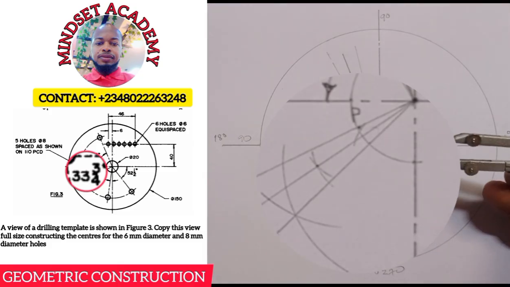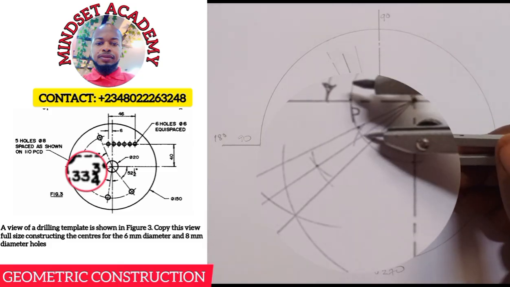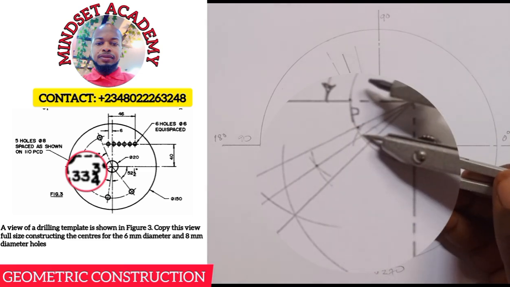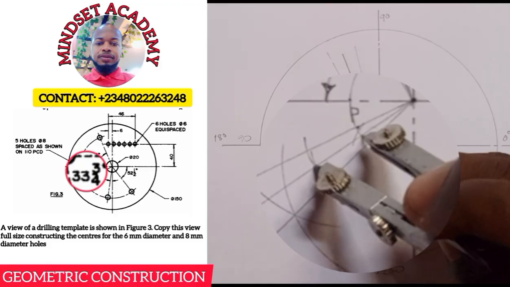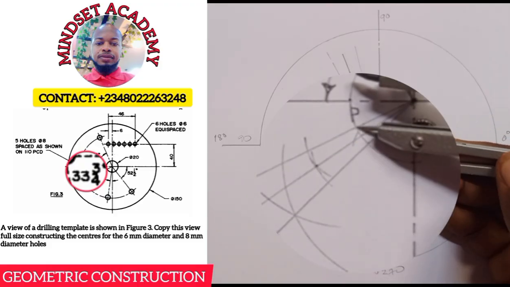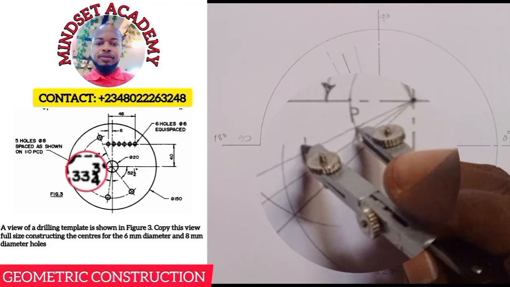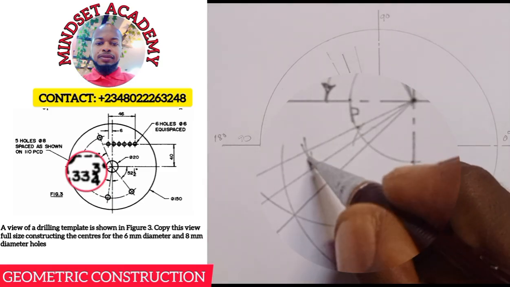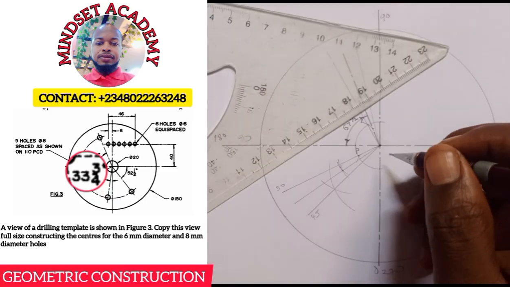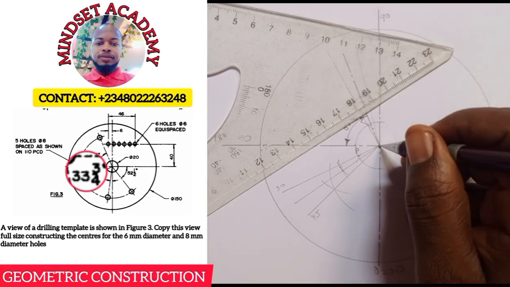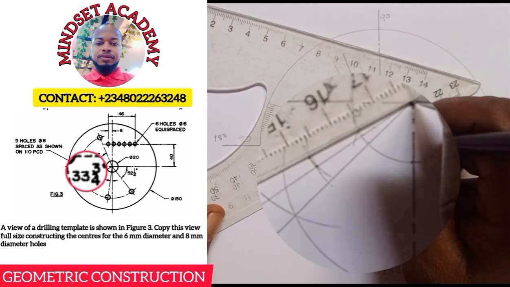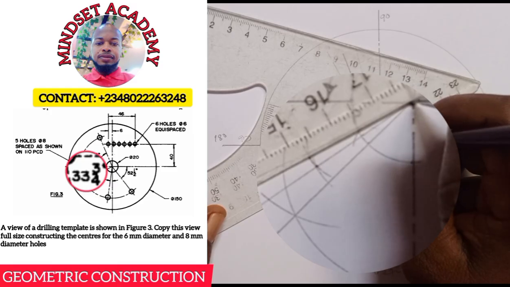So once I bisect that, I'll have this from this point. If I place it here again, I'll strike an arc, and I'll place it here too. I'll strike another arc, and they are meeting at the center point here. So when I put it this way, I will now draw my angle.